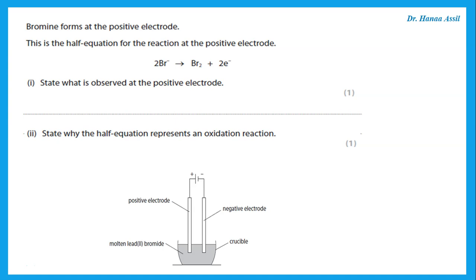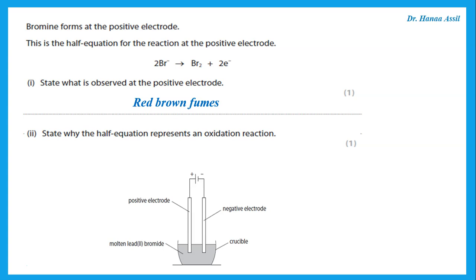Bromine forms at the positive electrode, and we're given the half equation. State what is observed at the positive electrode. Obviously, it's giving bromine. So what are we going to see? Remember that at room temperature, bromine is a reddish brown liquid. But here we're heating to 400 degrees Celsius. So what we see is reddish brown fumes or reddish brown gas, because of the high temperature.